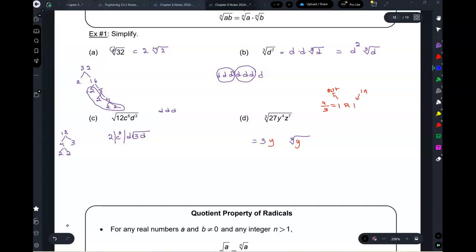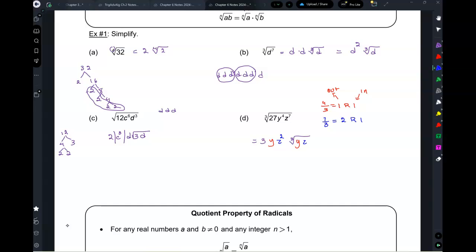I have 7 over 3. That's 2 remainder 1. So 2 comes out and 1 will stay in. So that's how we do it in short.